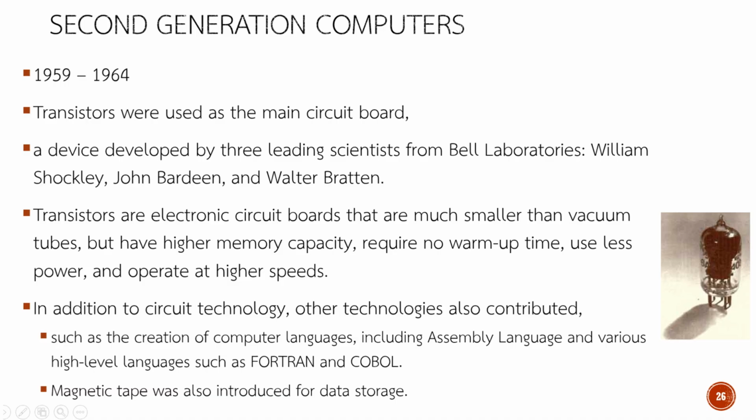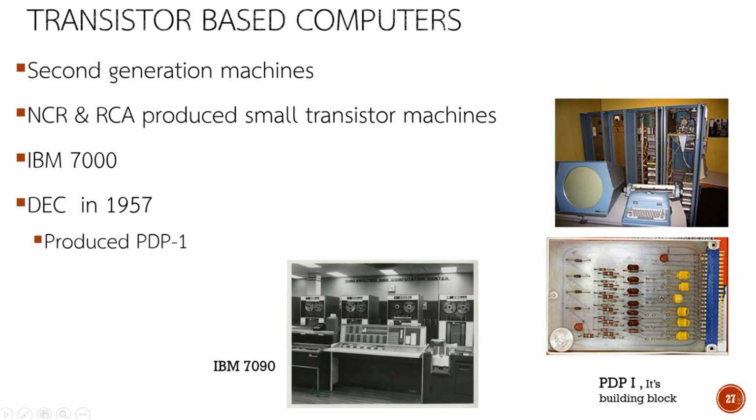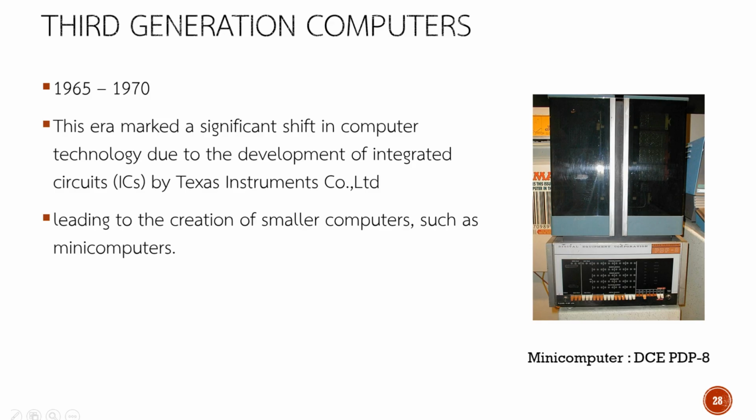In addition to circuit technology, other technologies also contributed, such as the creation of computer languages, including assembly language and various high-level languages, such as Fortran and COBOL. Magnetic tape was also introduced for data storage. Transistor-based computers. Second-generation machines. NCR and RCA produced small transistor machines. IBM 7000. DEC, in 1957, produced PDP-1.